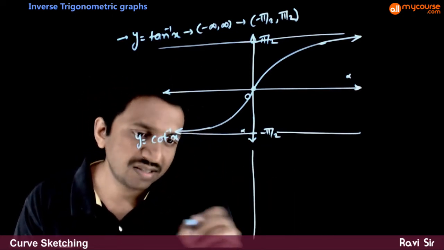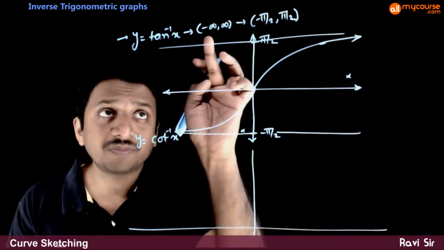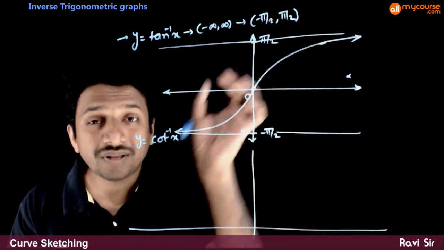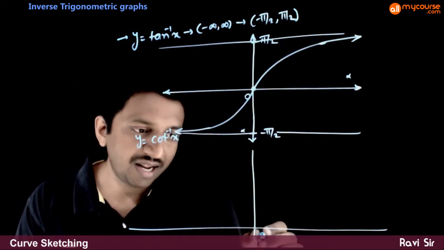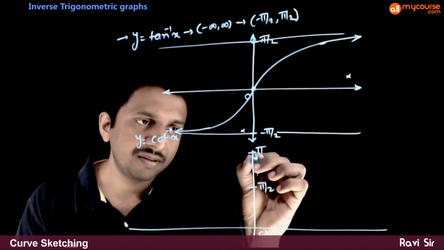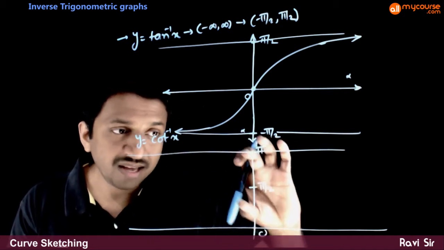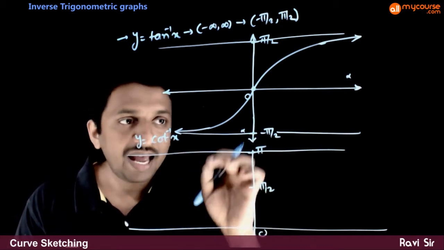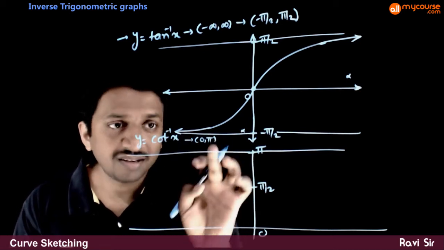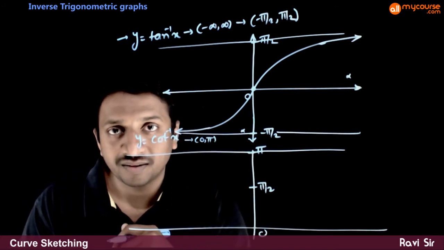It looks similar, but this time the domain is minus infinity to plus infinity, but the range is open 0 to pi this time. The range is 0 to pi, means the graph covers the region of y between 0 and pi, and the range is open 0 to pi. Hence this line will be an asymptote, this line will also be an asymptote.